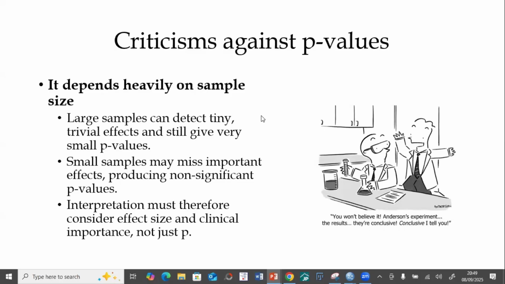So what is recommended, since it's heavily dependent on sample size, don't just look at the p-value. Consider the effect size, the actual difference between the two groups, and the confidence interval. Because you might realize that in as much as the p-value may not be significant, may not meet that threshold, in the clinical scenario, does that difference mean something clinically?